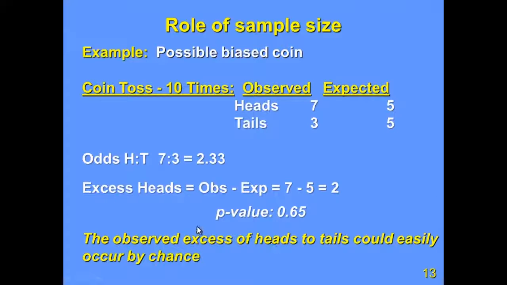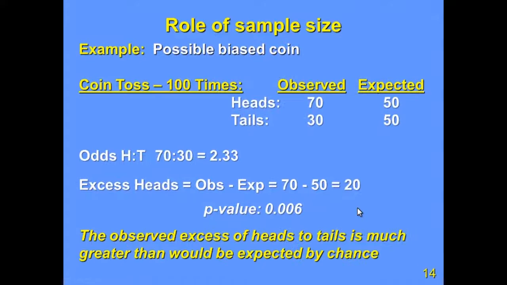So here we have a coin which is possibly biased. We wonder if it's biased, and we would expect that if we flipped a coin 10 times, our expected value would be 5 heads and 5 tails. On the other hand, say we carry out an experiment and we get 7 heads and 3 tails. So the odds of getting 7 heads and 3 tails is 2.33, with 2 extra heads over the number of tails, and we can calculate a p-value for this, 0.65. And so we would say, well, there's really nothing much in this. The excess of heads to tails could easily be due to chance, so that's true.